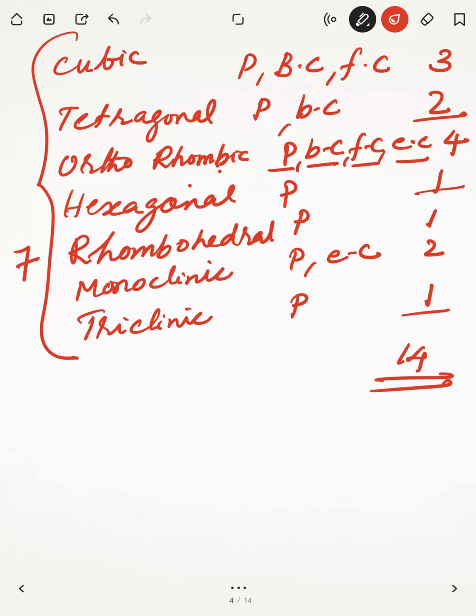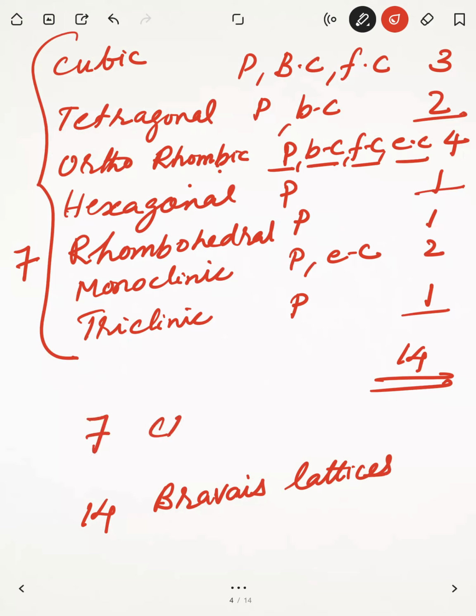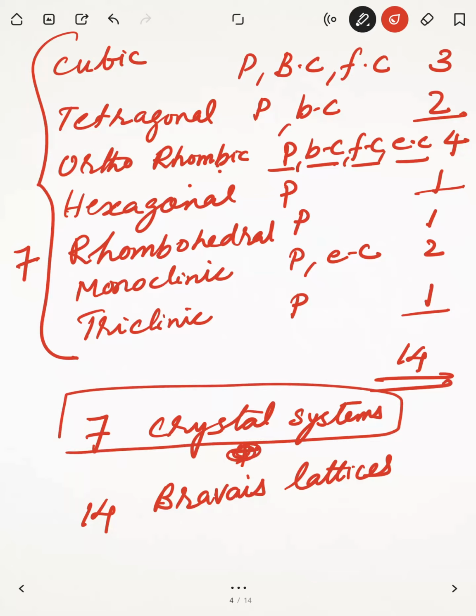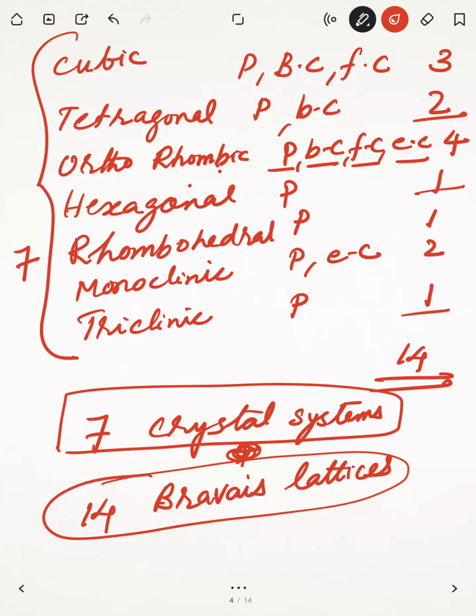We say there are 14 Bravais lattices. There are 7 crystal systems, plus along with them, in the 7 crystal systems different variations are there. All these variations together we call 14 Bravais lattices.